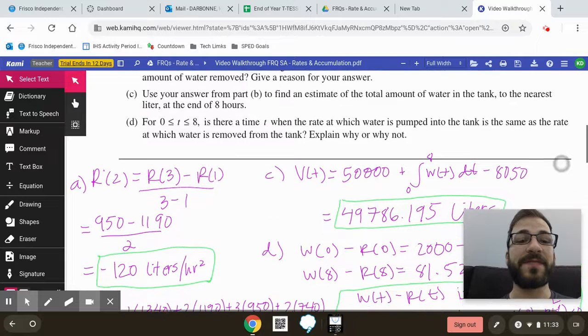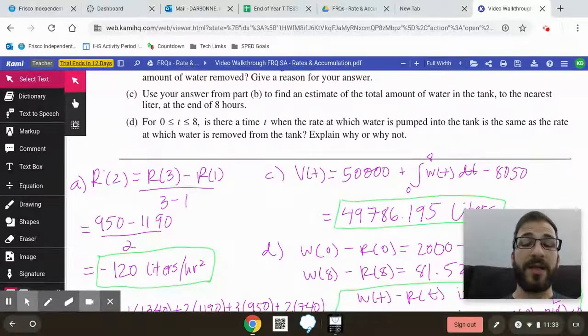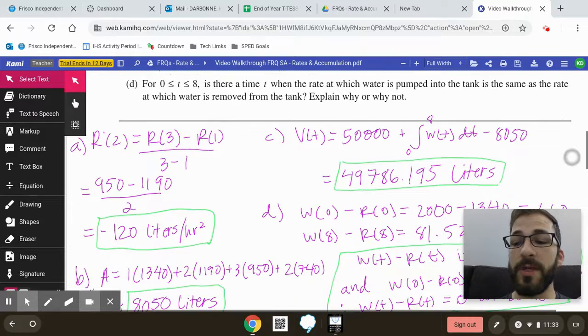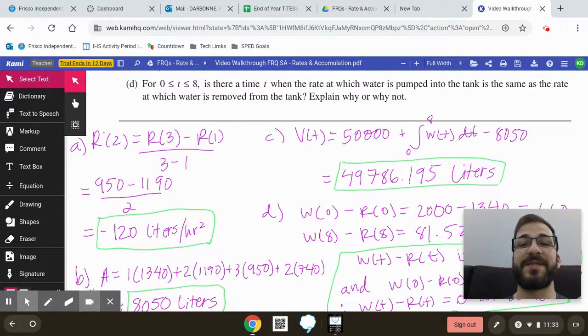Then last but not least, for part D, they wanted us to find a time when the rate water is going in is equal to the rate water going out. So the only way we could really account for all those possibilities is by finding when W of t minus R of t is equal to 0, because if W of t minus R of t is equal to 0, then that means the rate of water going in and the rate of water going out is the same number.